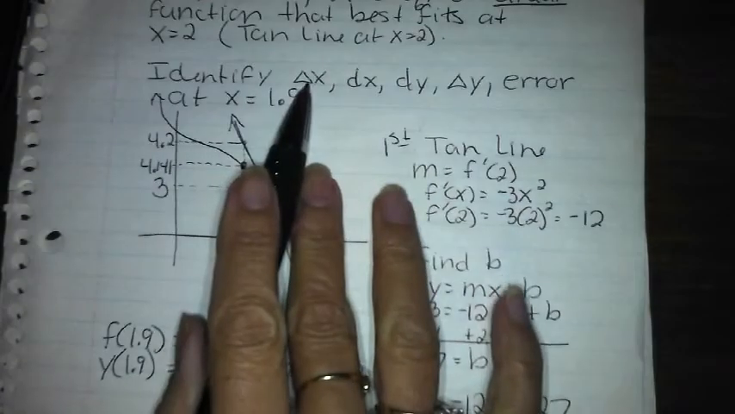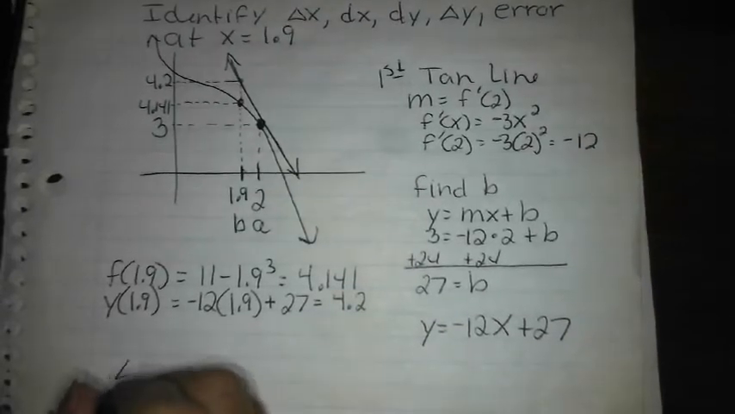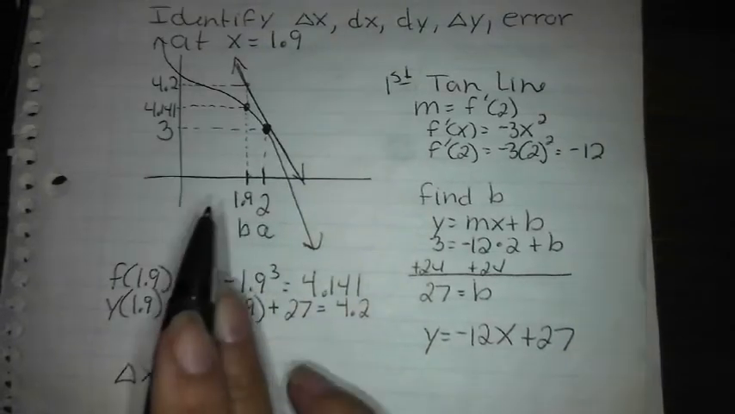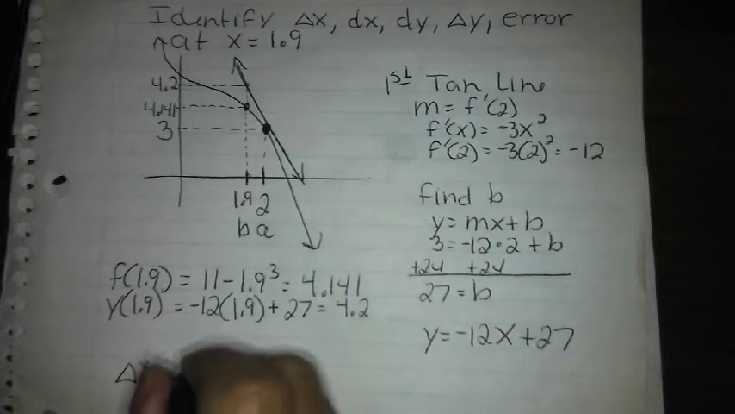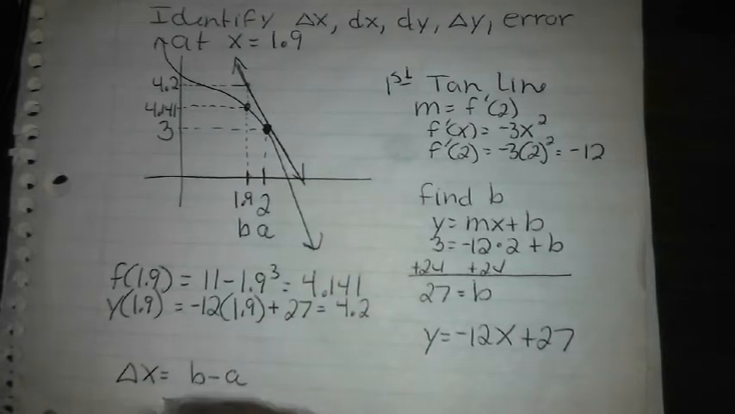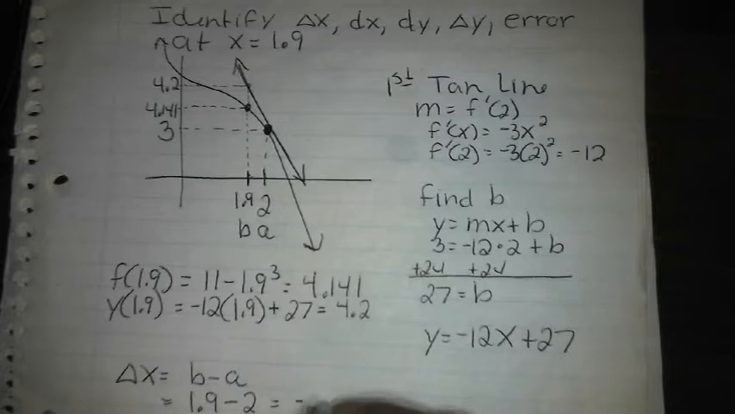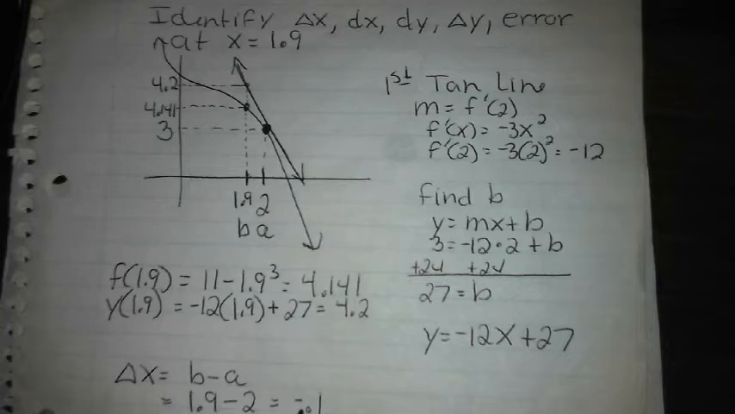So the questions were change in x. Well, change in x is just the difference in our x values. And I believe it has to go b minus a, the new one minus the original one. So b minus a is 1.9 minus 2. That's giving us a negative 0.1. And that makes sense because when we moved to our new x value, we went backwards, and that's indicated by the negative here. If we move forward, our change in x is going to be positive because we're getting bigger.